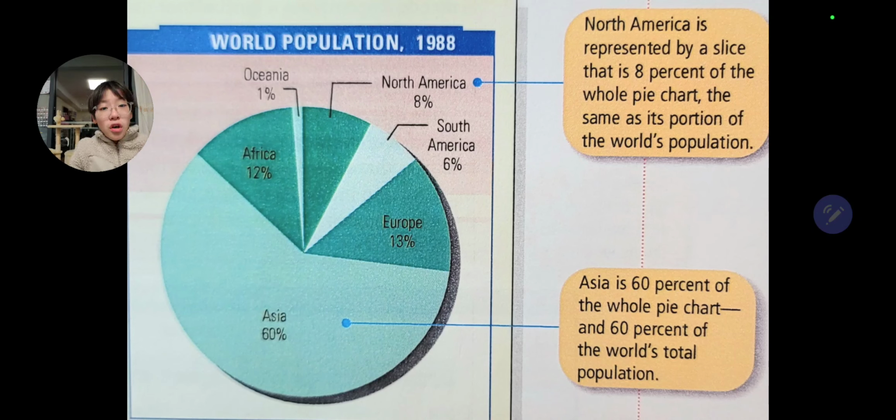Okay, what about pie charts? Well, look here. You might see this pie chart, and a pie chart, as it implies, is a chart that looks like a pie. Pie charts basically show fractions of a whole, usually. Since this pie chart is a world population pie chart, it's obvious that North America is represented by an 8% slice of the whole pie chart, the same as its proportion to the whole world population. And also, Asia has 60% of the world's total population, which is a great thing for Asia, my continent, I guess.